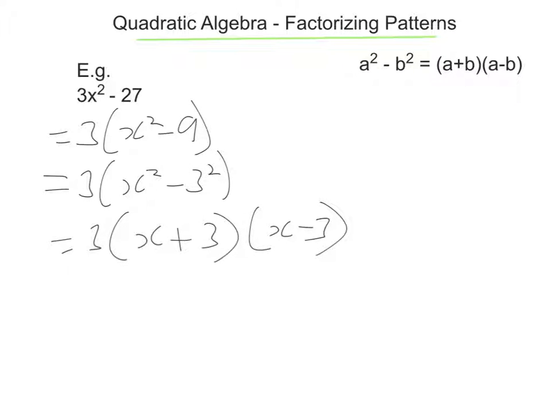So with this question here, I've actually ended up with 3 things being multiplied. The 3 multiplied by the first bracket, which is multiplied by the second bracket. So it's even better factorising than the previous examples because we've got 3 factors here.